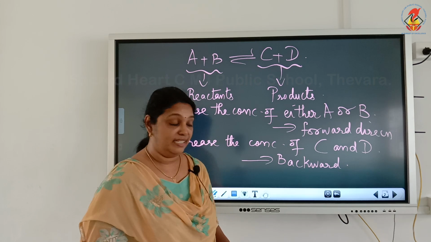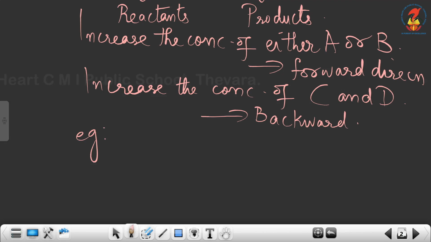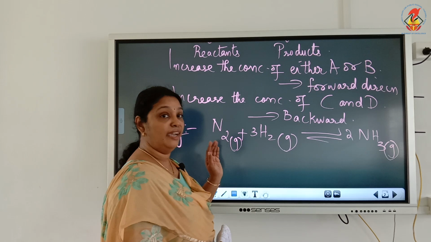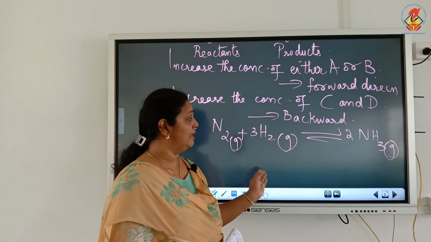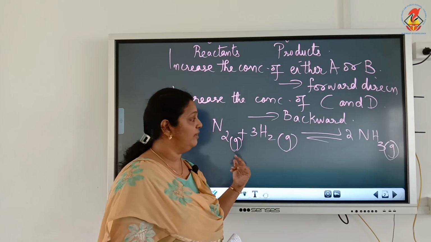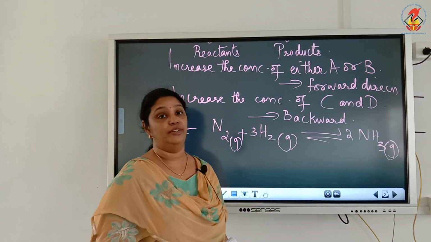Now I'll give an example. The example is the formation of ammonia molecule. The reaction is nitrogen gas plus 3H2 hydrogen gas, in equilibrium, gives 2NH3 ammonia gas. Now here you can see nitrogen and hydrogen are the reactants and they give the product ammonia, that is the forward reaction, and the backward reaction is the decomposition of ammonia to form nitrogen and hydrogen gas.